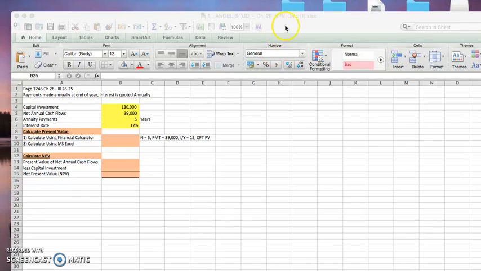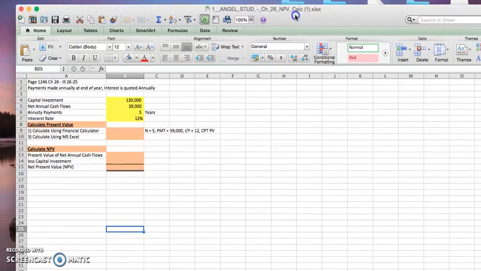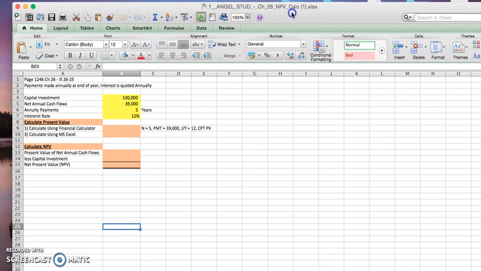Chapter 26, the Excel spreadsheet. I'm going to show you this formula of net present value. So let's take a look, and we have a project here. This page number may be a little bit old, so you can just look at this. Payments made annually at the end of year. Interest is also quoted annually, so you'll remember that when you see an interest rate, it's always quoted annually.